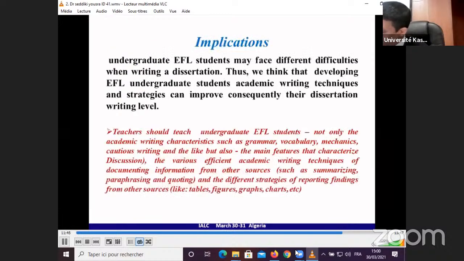Features of the study. Undergraduate EFL students may face different difficulties when writing a dissertation. Thus, we think that developing EFL undergraduate students' academic writing techniques and study strategies can consequently improve their dissertation writing level. Therefore, teachers should teach undergraduate EFL students not only the academic writing characteristics such as grammar, vocabulary, mechanics, cautious writing, and the like, but also the main features that characterize a dissertation, the various efficient academic writing techniques of documented information from other sources, such as summarizing, paraphrasing, and quoting, and the different strategies of reporting findings from other sources, like tables, figures, graphs, and charts.